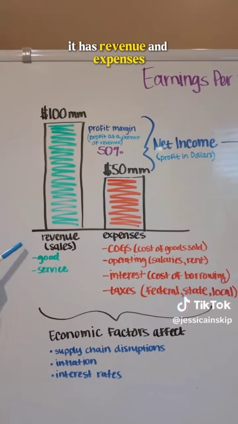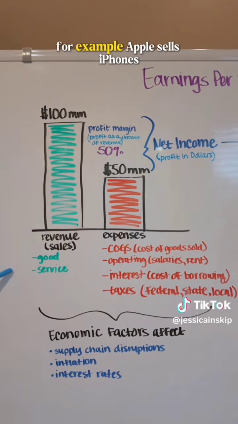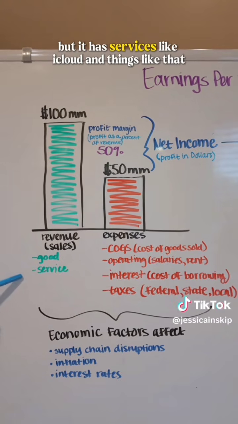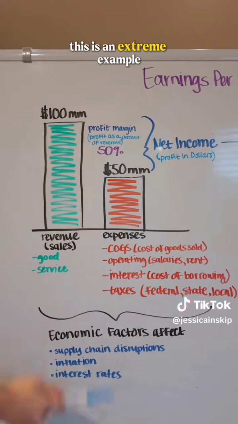All right. Now, since it's just a company, it has revenue and expenses. Revenue is just sales. It could be a good or a service. For example, Apple sells iPhones, but it has services like iCloud and things like that. I'm using easy numbers for easy math. This is an extreme example, okay?